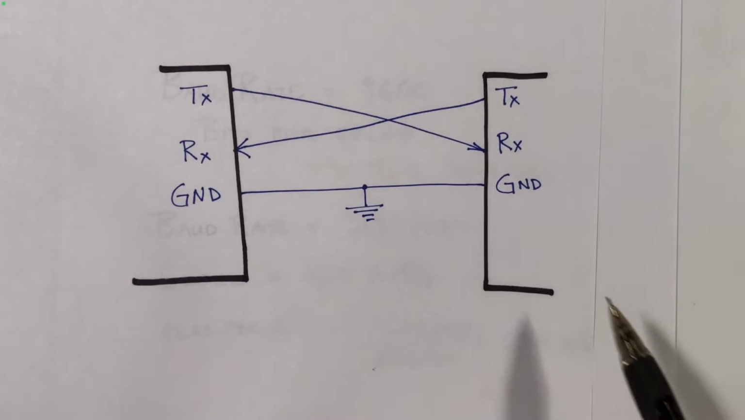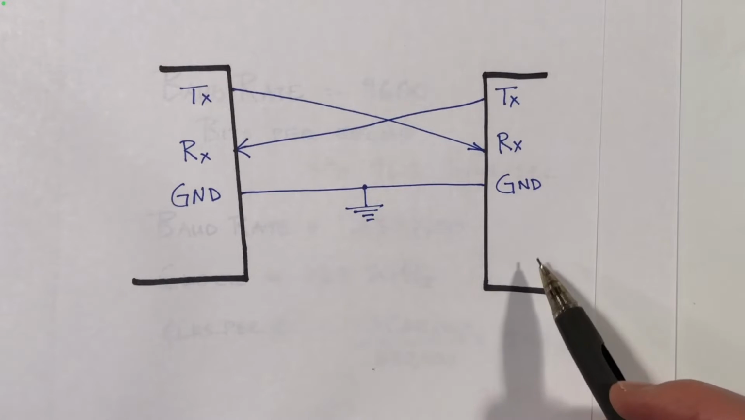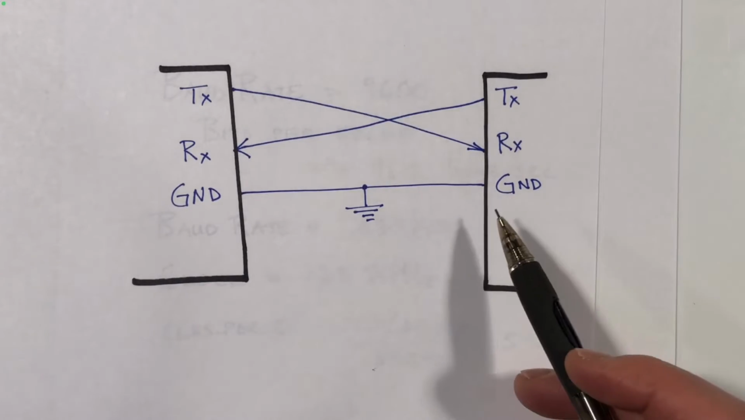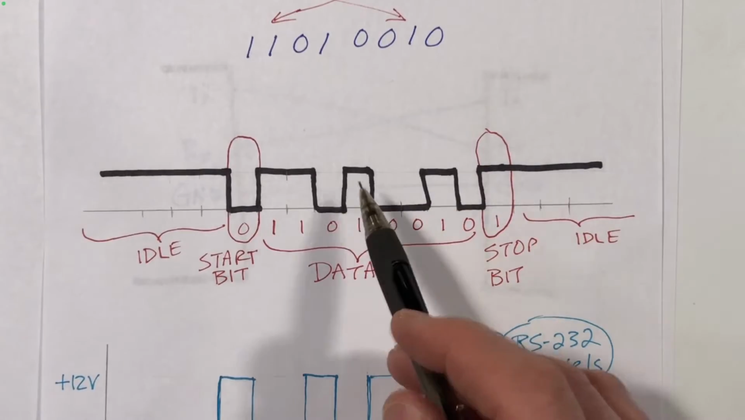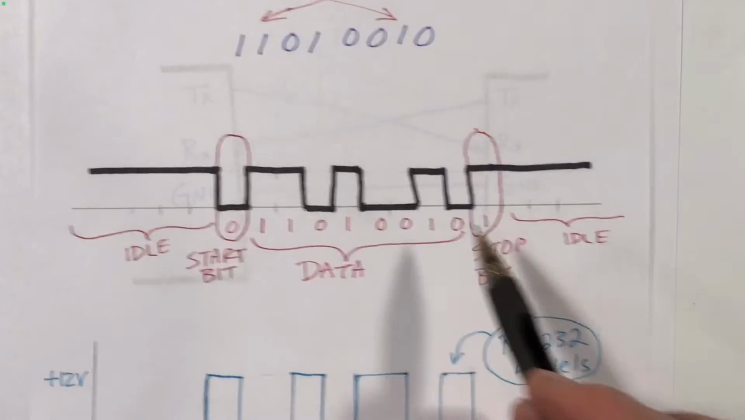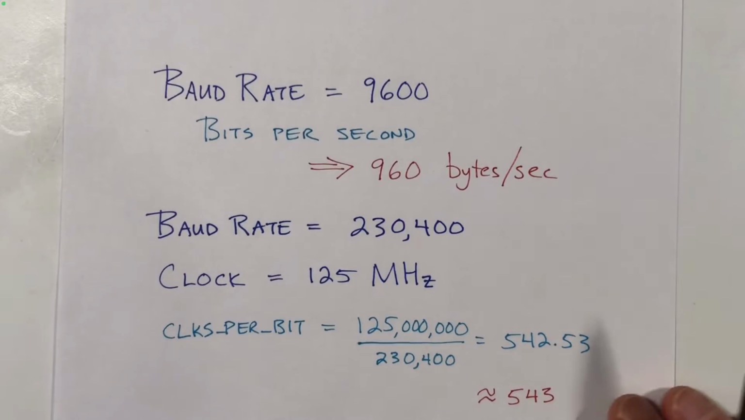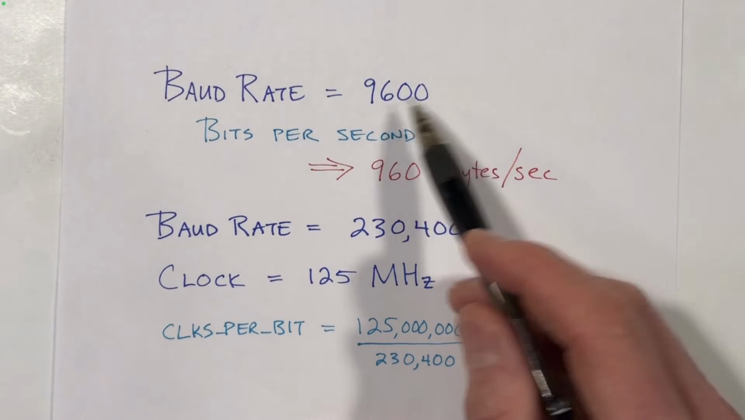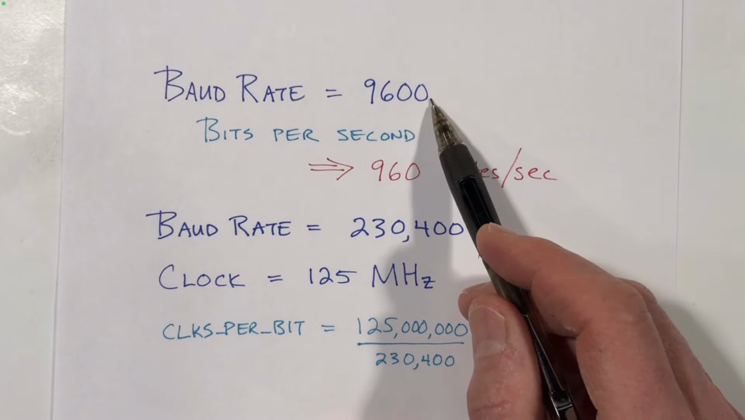With serial communication, each individual party may have its own internal clock, but there is no shared clock signal. So the question is, how long are these bits? What is the timing here? And that's a question of baud rate. There are several common baud rates. 9600 is a common baud rate.